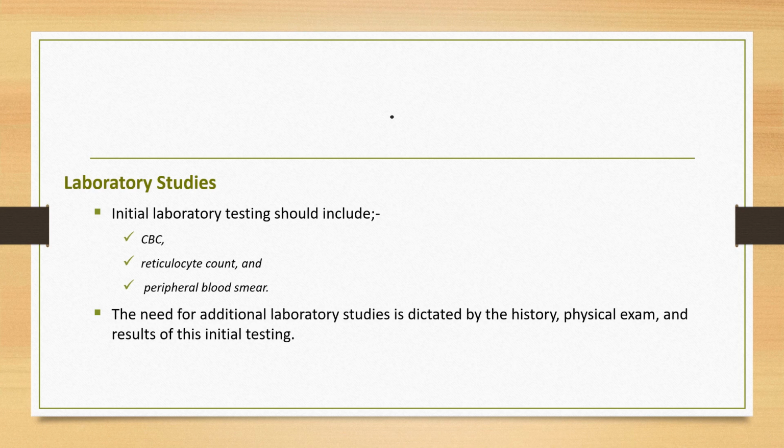Reticulocyte count is also very important. And we should also check peripheral blood smears. Based on those three laboratory findings, additional laboratory studies may or may not be needed. Also, if there is a pertinent finding on history and physical examination, we might send other laboratory tests, such as bone marrow aspiration or bone marrow biopsy, for further investigating the cause of anemia.